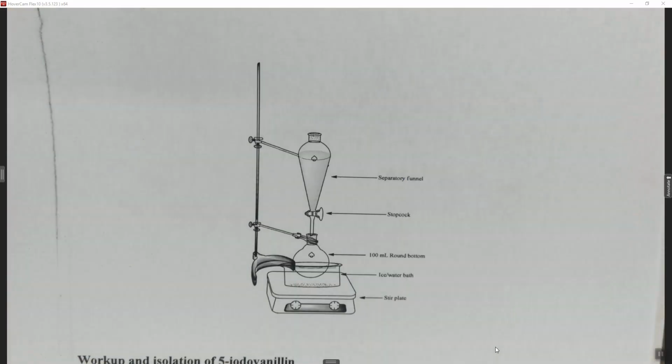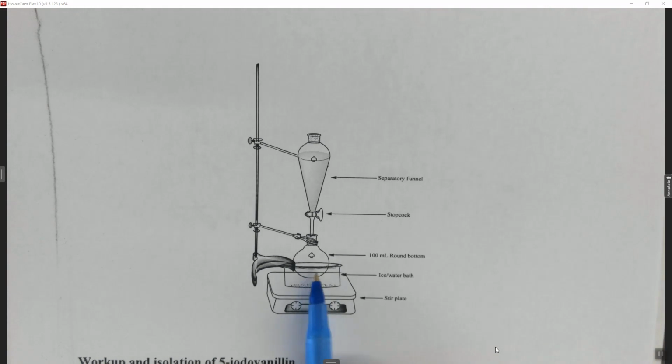So practically, here's what we're going to do. The first thing we're going to do is add our 1 gram of vanillin to our round bottom flask. And this is going to be a 100 milliliter round bottom flask. Then we're going to add 20 milliliters of ethanol, and we're going to stir it to dissolve all of the vanillin into the ethanol. Once the solution is clear, we're going to add our 1.17 grams of the sodium iodide into here, and we're going to stir until the solids are completely dissolved.